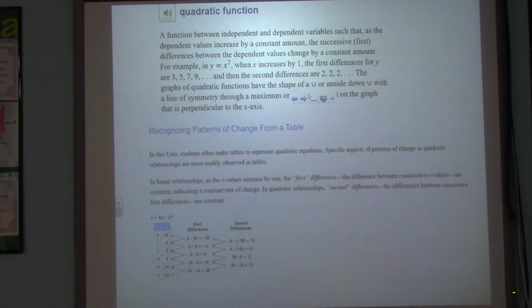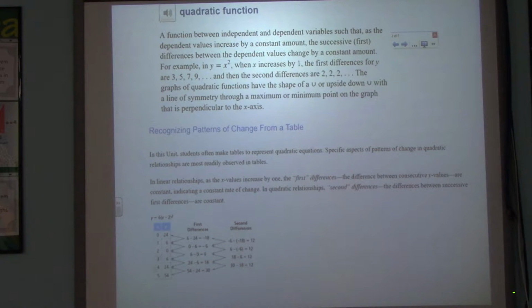What I would like you to do with this information is write down what it means for a quadratic to be a function between independent and dependent variables, such that as the independent values increase by a constant amount, the successive first differences between the dependent values change by a constant amount. I'm going to show you what that means visually down here.